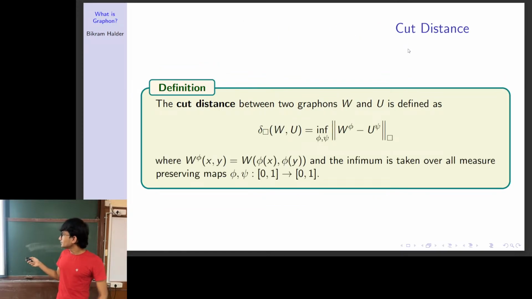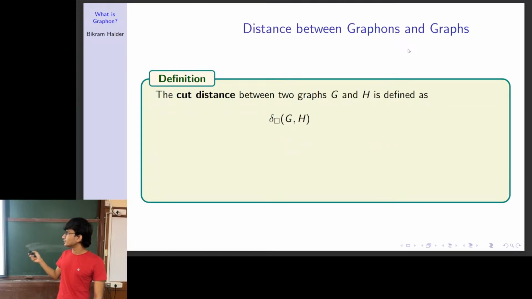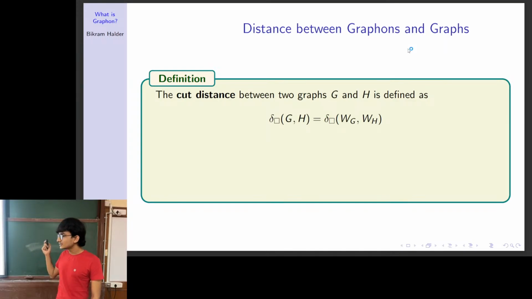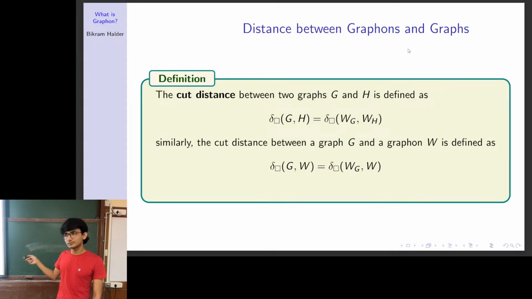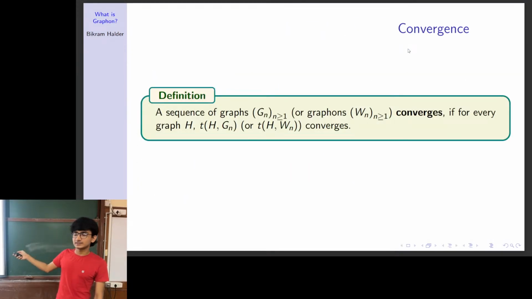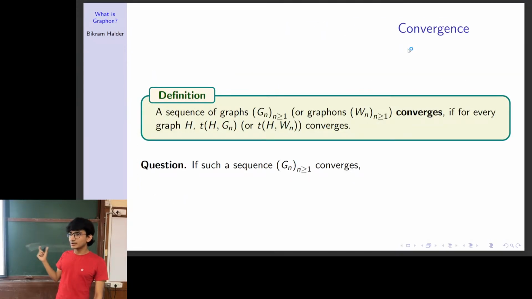So we have a distance between two graphons. Now, can we define a distance between two graphs? Is it possible? Check the corresponding graphons. Similarly, we can define the distance between a graph and a graphon. Just take the corresponding graphon and take the distance. Now, with this distance, we have a distance here and a notion of convergence here. Are these two compatible?